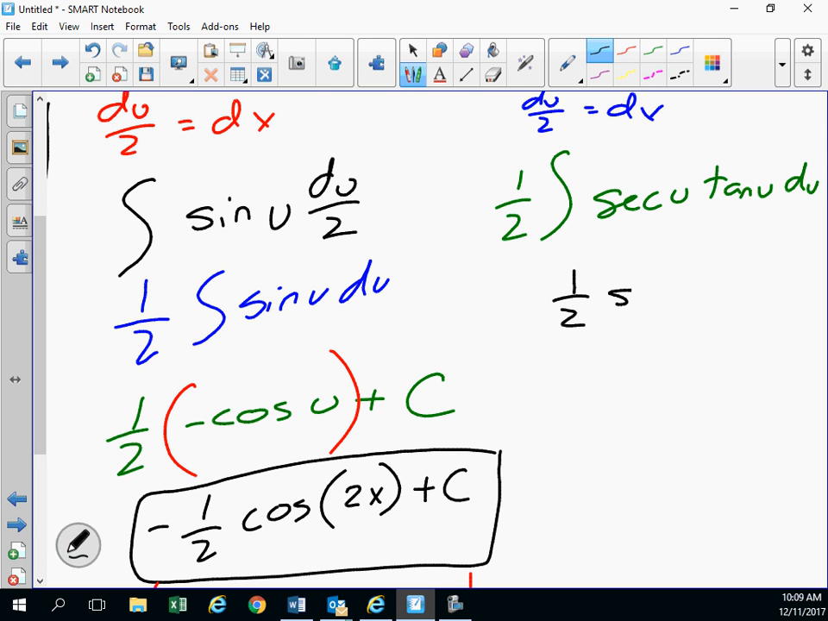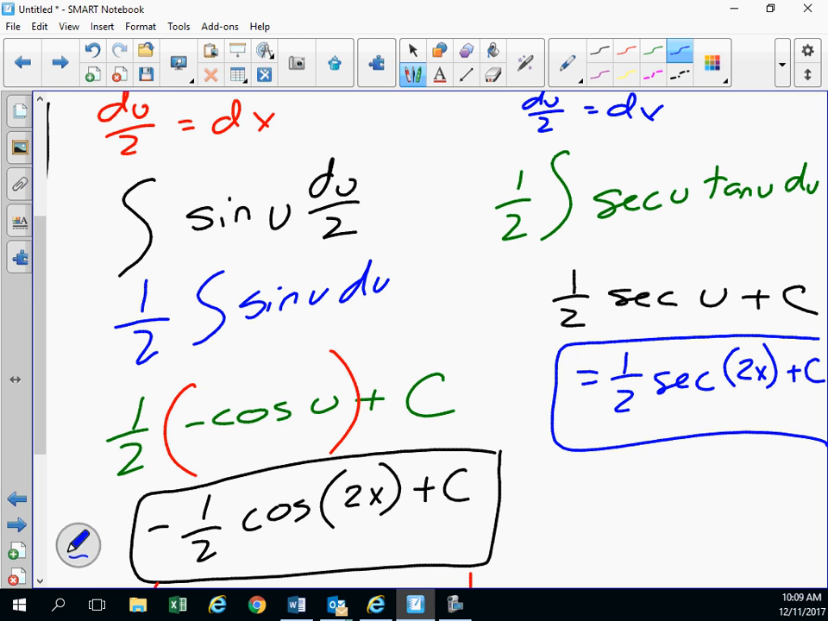Yep. So one half secant u plus c. And my last step, because it's an indefinite integral, because it has a plus c, is you have to plug back in your x. And my x in this case was 2x. Plug back in my u, I should say.